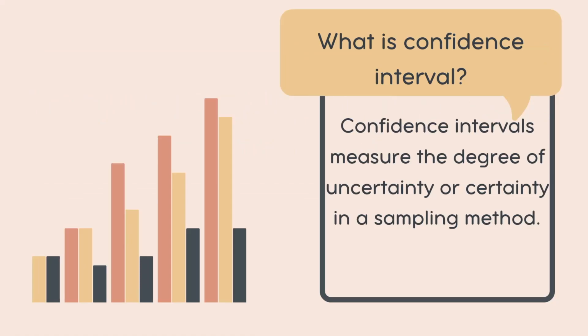First, let us define what a confidence interval is. Confidence intervals measure the degree of uncertainty or certainty in a sampling method. It is a range of values derived from sample data that is used to estimate the unknown parameter of a population.